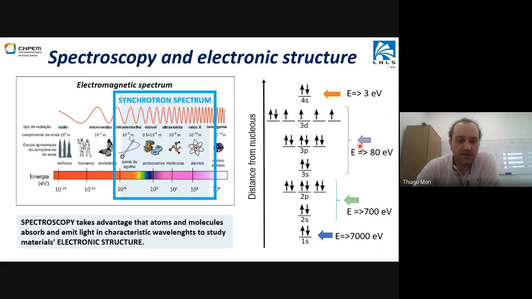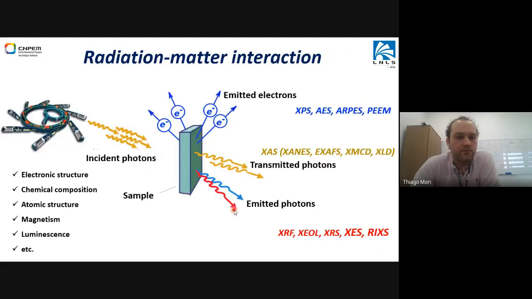And in this sense, when we talk about spectroscopy, the spectroscopy takes advantage of this, that atoms and molecules absorb and emit light in characteristic wavelengths to study materials' electronic structure. That's the main idea that I want to show you. But how does it happen? The core is the radiation-matter interaction.